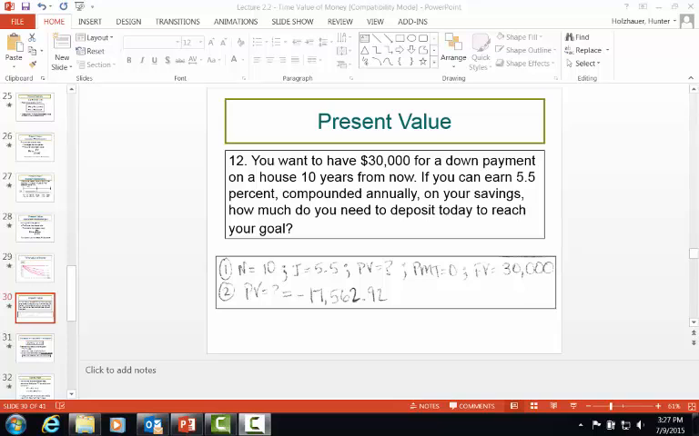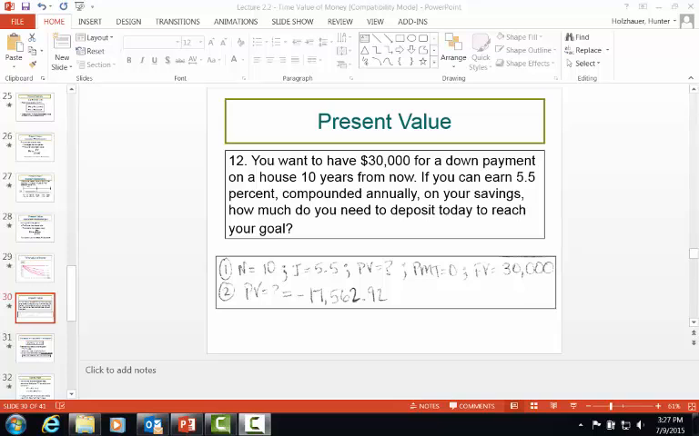Number 12, you want to have $30,000 for a down payment on a house 10 years from now. Now, if you can earn 5.5% compounded annually on your savings, how much do you need to deposit today to reach your goal? Okay, now think about that.